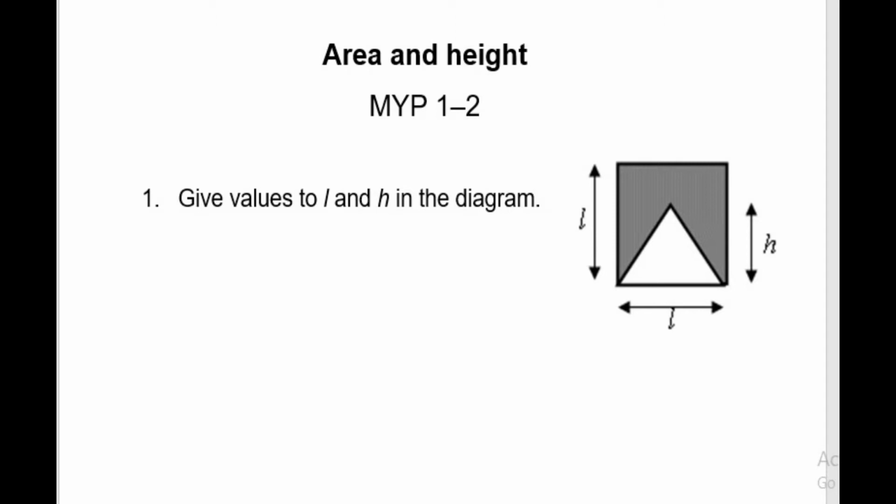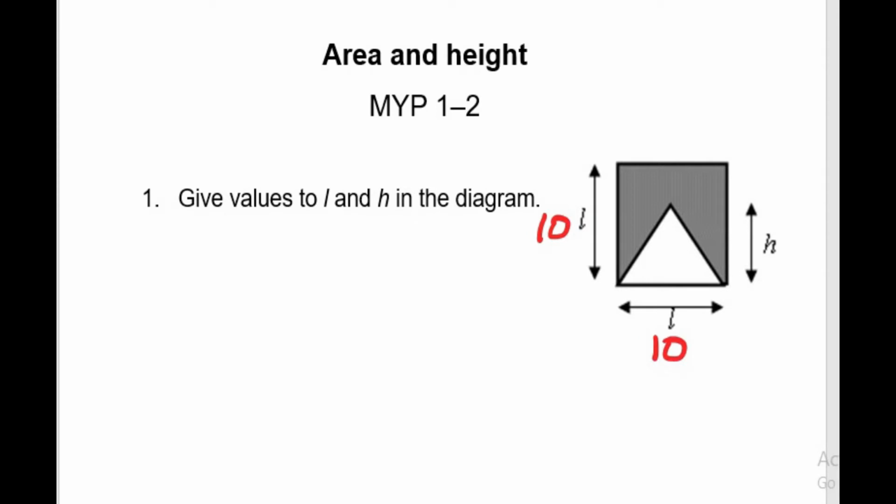Give values to L and H in the diagram. So this is the diagram. Clearly if it is L and L here, it means it's a square. So I'm going to randomly pick a value, and for my convenience I'm going to choose 10 because that is easy to work with.